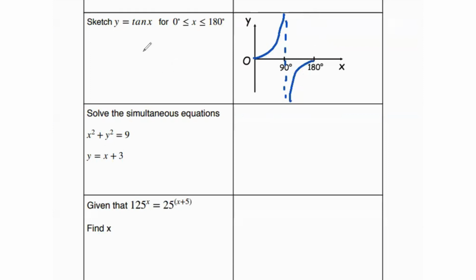Also, another thing you need to remember is that in your quadrants, this is your first quadrant, second quadrant, third, and fourth quadrant. Tan is always positive in the first and the third quadrant. And as you can see, from 0 to 90, which is the first quadrant, your tan graph is positive. And from 90 to 180, which is the second quadrant, your tan graph is negative. If it was from 180 to 270, then it would again be positive over here. And from 270 to 360, it would be negative again. So that's how you can figure out what the shape of the tan graph is going to be like.